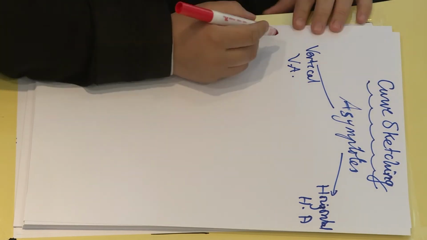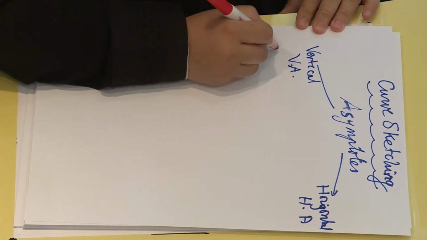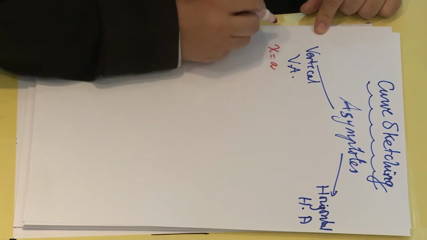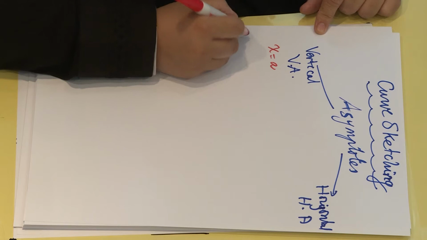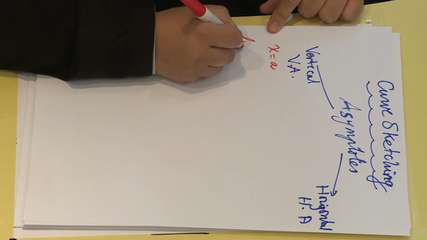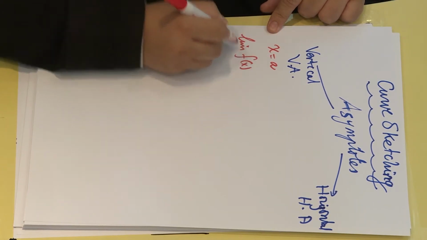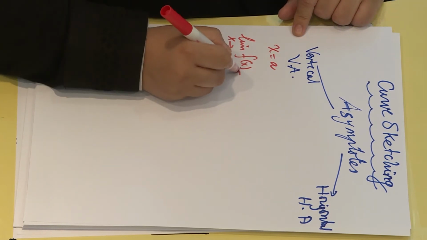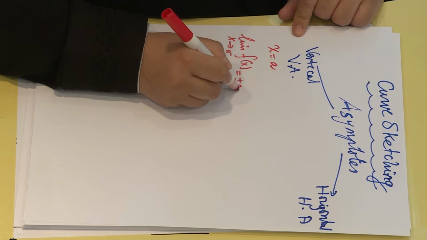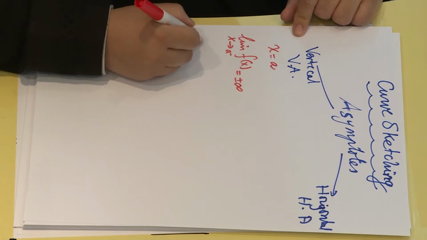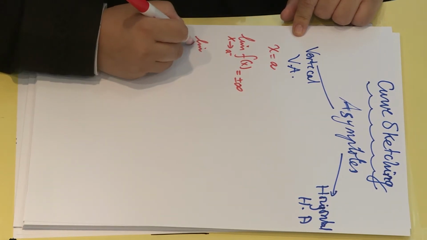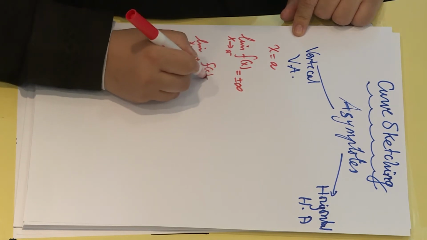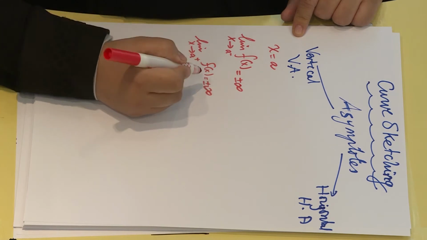and we call a line x equals a a vertical asymptote if it satisfies: limit of the function f of x as x approaches this a from the left is equal to plus or minus infinity, or limit as x approaches a from the right, f of x is equal to plus or minus infinity.